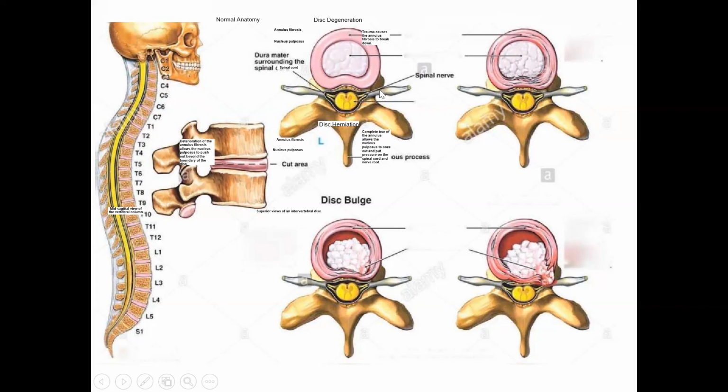Here it is disc degeneration. Here you can see trauma causes the annulus fibers to break down. This is the spinal nerve. This is a complete tear of the annulus, which allows the nucleus pulposus to ooze out and put pressure on the spinal cord and nerve. This is the disc cut.